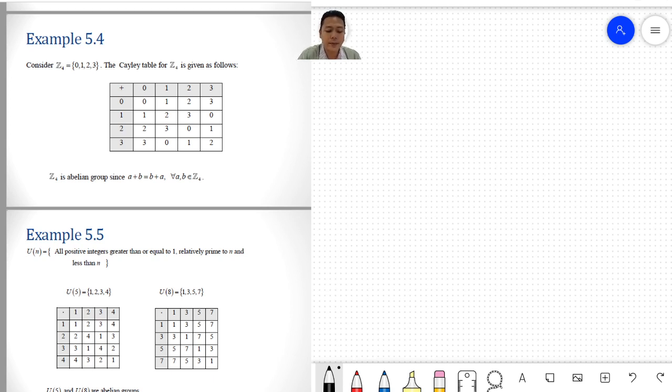Right now for this video lecture, we want to investigate whether Zn with a binary operation, and Zn star, the special group of Zn, and also the unitary group of n, satisfy group properties. We need to check whether these three satisfy group properties based on a certain binary operation.